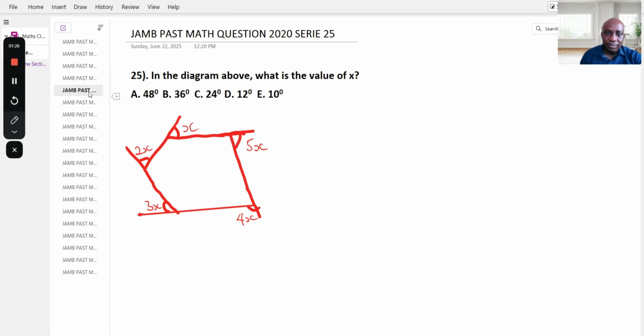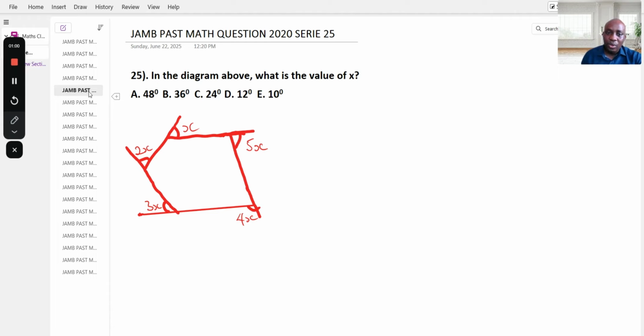In the diagram above, what is the value of x? These angles are exterior angles, the angles outside of the polygon. The sum of the exterior angles is 360 degrees. Any angle that is outside the polygon and not interior is exterior.